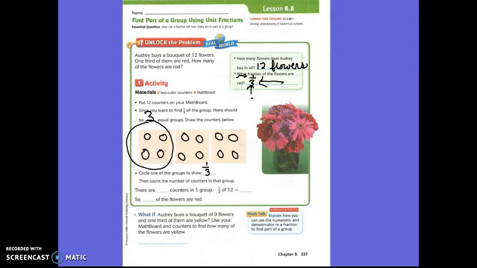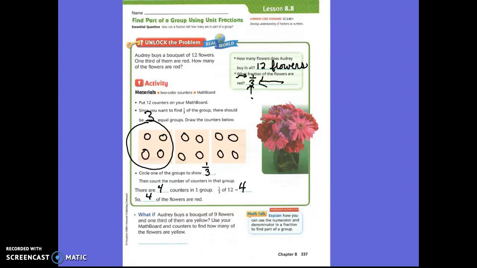Now, then count the numbers in that group. How many counters are in one group, guys? 4. So 1/3 of 12 is 4. So how many of the flowers are red? 4. 4 of the flowers were red.